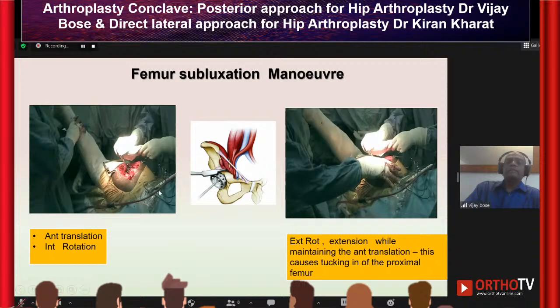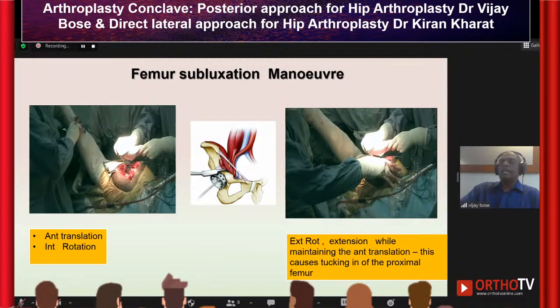But just to explain: this is the assistant, I am posterior, and that's the limb held by the assistant. The assistant is pulling the limb anteriorly, causing anterior translation when you internally rotate the limb. Okay, internally rotate while he's pulling anteriorly. And then you put your Homans. So when you put the Homans, the limb is internally rotated and anteriorly translated by a hook by the assistant. And when the limb is still in internal rotation and still in anterior translation, as a surgeon you have to externally rotate and extend it, with the femur still being anteriorly translated.